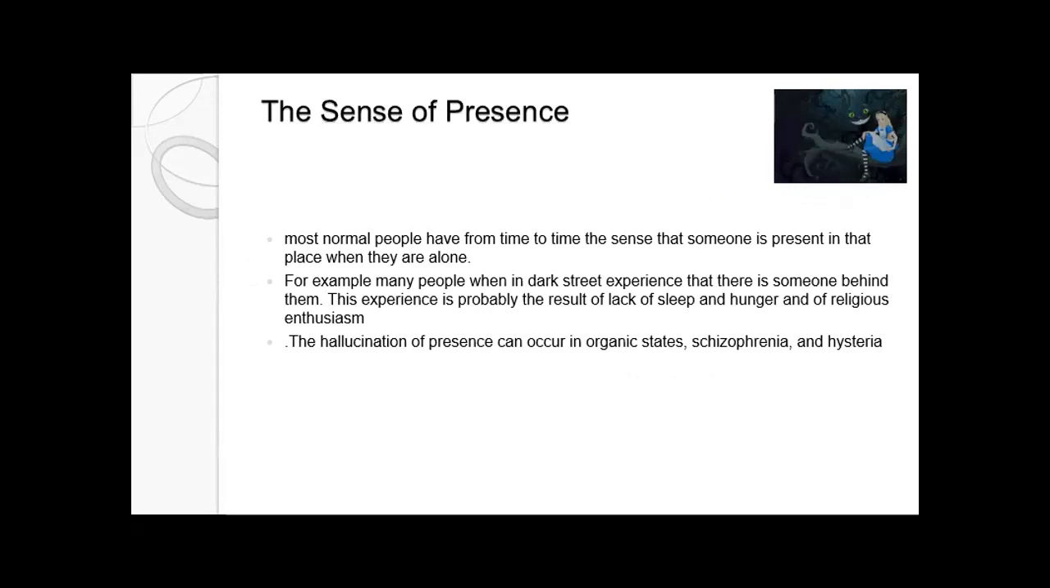Then there is sense of presence. Most normal people have from time to time the sense that someone is present in that place when they are alone. For example, many people in a dark street experience that there is someone behind them. This experience is probably because of lack of sleep, hunger, and religious enthusiasm. The hallucination of presence can occur in organic state, schizophrenia, and in hysteria.